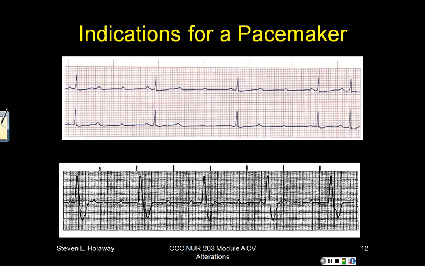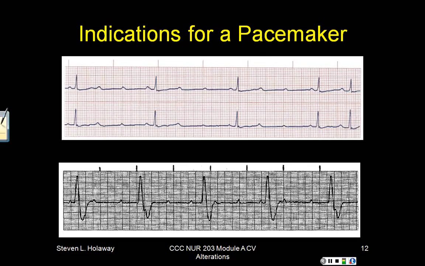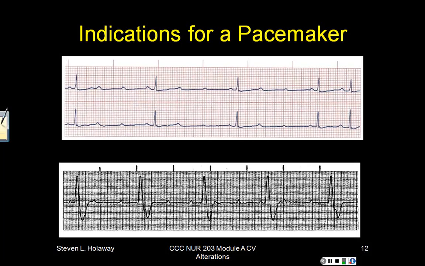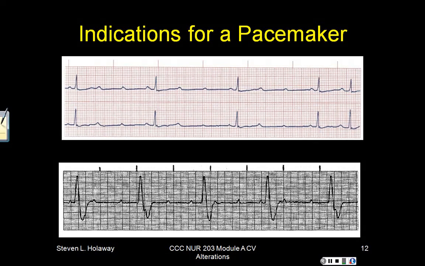We see that a lot of times in our patients who have cardiomyopathy or have problems with the heart, especially our congestive heart failure patients. Many times they'll put in a pacemaker to try to keep the rate up enough to keep the cardiac output up. Remember that cardiac output is a function of stroke volume times heart rate. So if we can get the heart rate up, maybe we can increase that cardiac output.